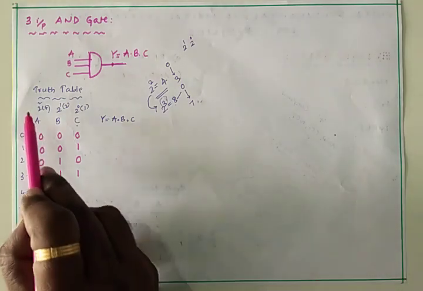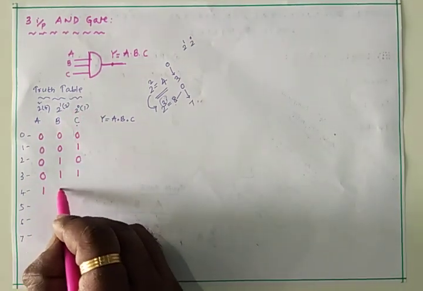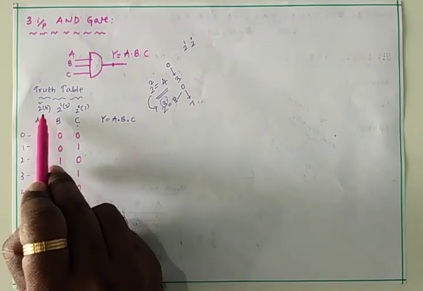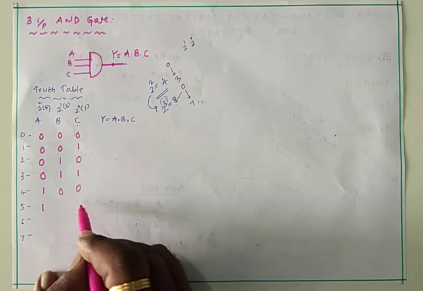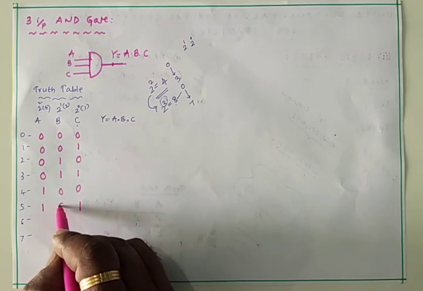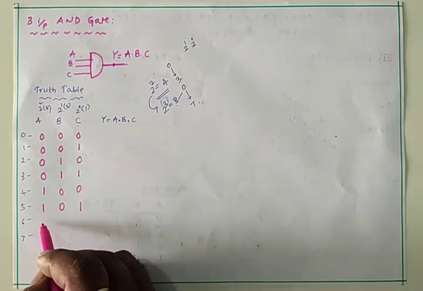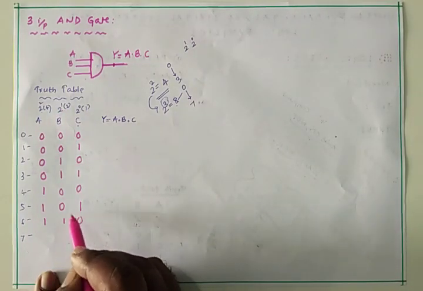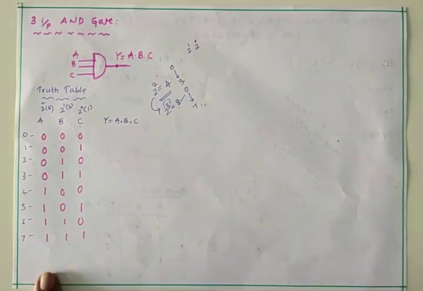Next one is 4. For 4, I need this one and I don't require the others, so this is 1, 0, 0. 5 means 4 plus 1, so I need this and this, and this I don't require. Coming to 6, that is 4 plus 2, so 1, 1, 0. 7 means 4 plus 2 plus 1, so 1, 1, 1.